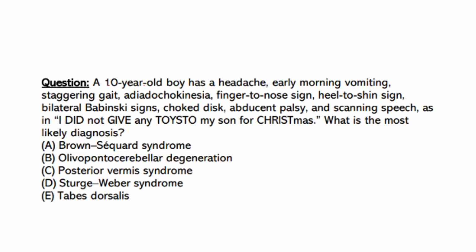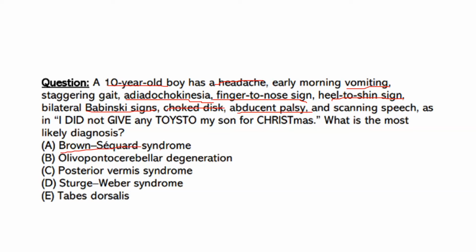I'm going to move on just so we save time. So we have a 10-year-old boy with a headache, early morning vomiting, staggering gait, dysdiadochokinesia, a finger to nose sign, heel to shin sign, bilateral Babinski sign, choked disc, abducent palsy, and scanning speech. What's the most likely diagnosis here?